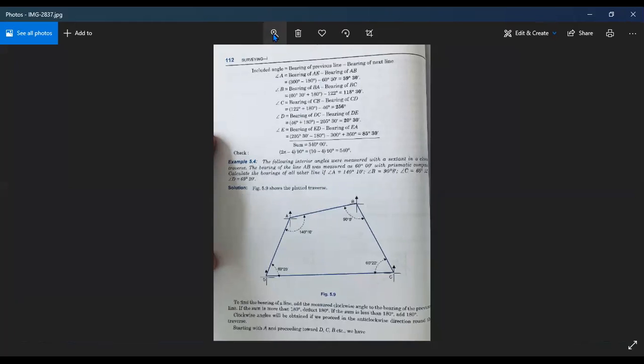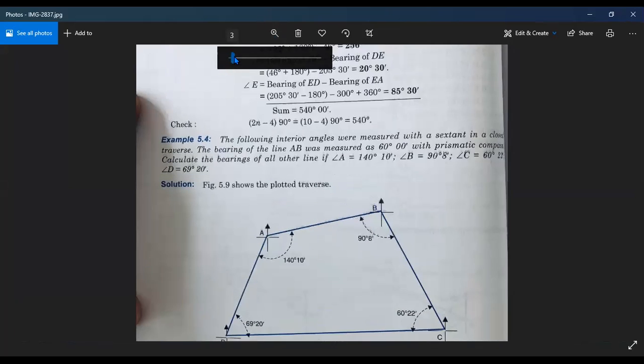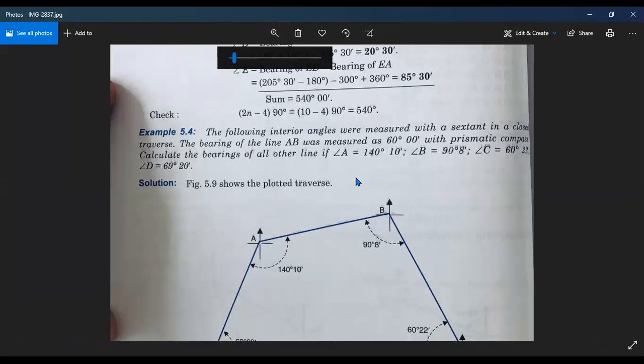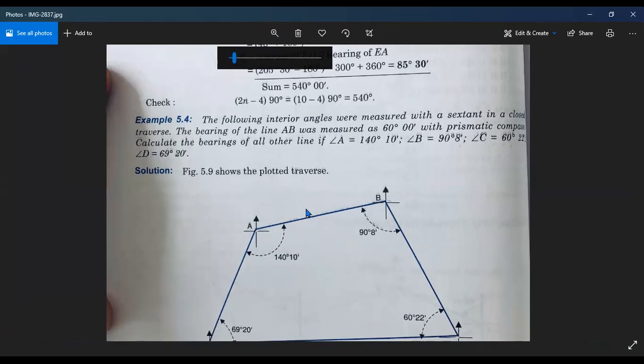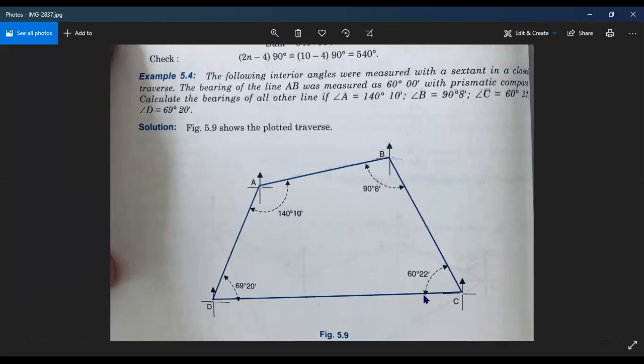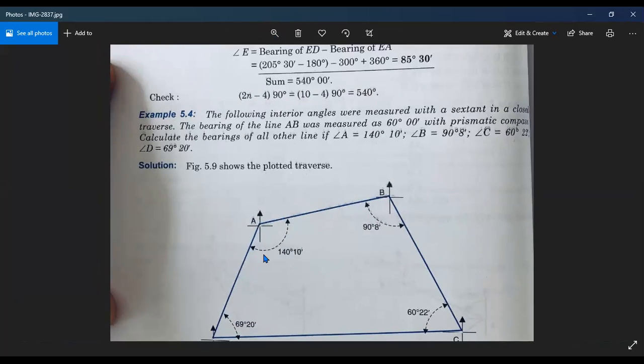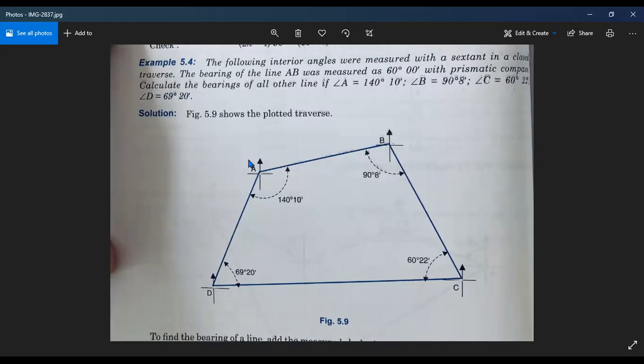So now one more example I will give you for the assignment. Okay, I will share this with you, where the included angles are given: 140 degree 10 minutes, 90 degree 8 minutes, 60 degree 22 minutes, 69 degree 20 minutes. Using these included angles, you need to calculate the bearing of the lines AB, BC, CD and DA.